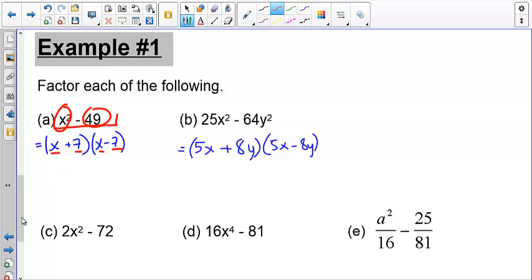And because it was a difference of squares, right, there was a minus sign in the middle, we put a plus and a minus inside of our double brackets. If we wanted to check this answer again, we could do FOIL. So I might as well do that the very first one.